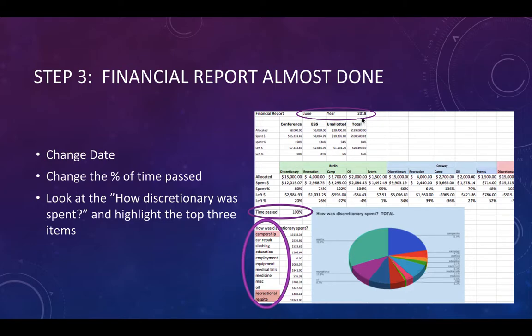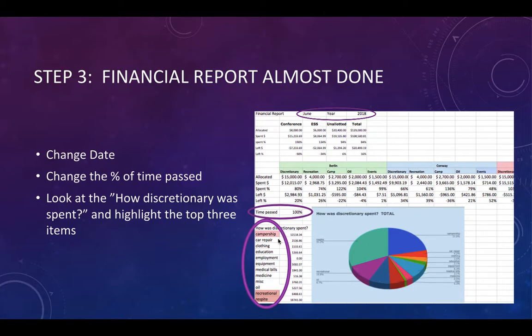Things you have to change on this sheet are the date up here. Change the time pass, so I count, from July to whatever month, the number of months, and I divide it by 12. That will give us a sense, because if we've spent 80% of our budget in the first month, that's an issue. It also pulls these numbers from the other two sheets.